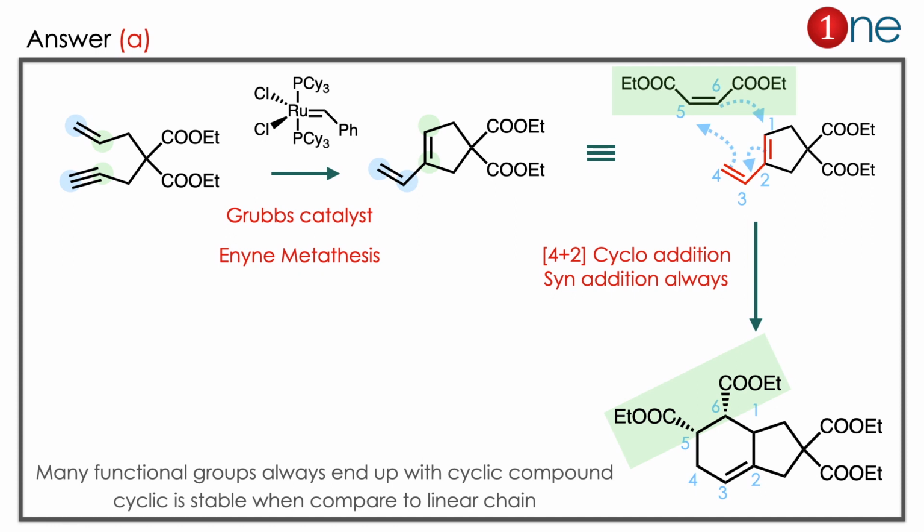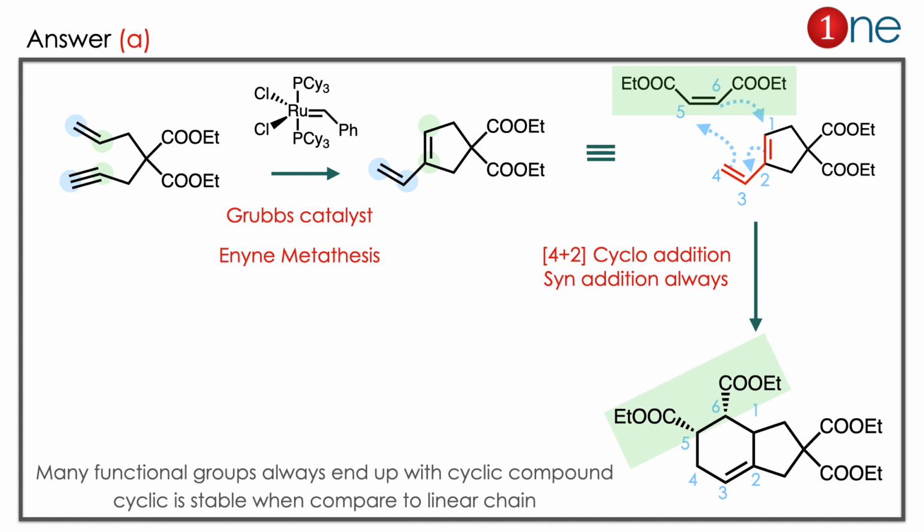Next step you are using the dienophile, which is CO2Et. So you might expect a 4+2 cycloaddition. So a 4+2 cycloaddition will be there. It's always a syn addition. Syn addition means both groups are in the same plane. It can be above or below the plane. Here in the answer I have shown it is below the plane.